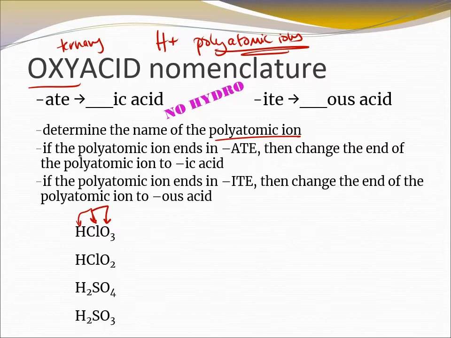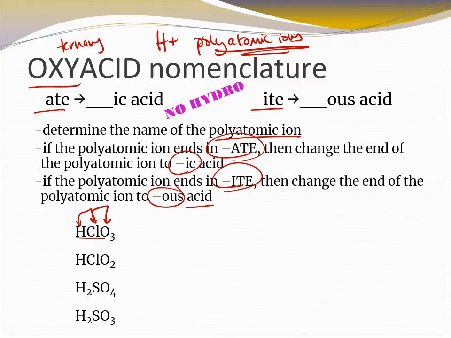It's either going to end in ate or it's going to end in ite. You might have nitrate, you might have nitrite. It's going to end in one of those. If our polyatomic ion ends in ate, then we're going to change the end of it to ic acid. If the polyatomic ion, though, ends in ite, we're going to change the end to us and then acid. So here, HClO3.